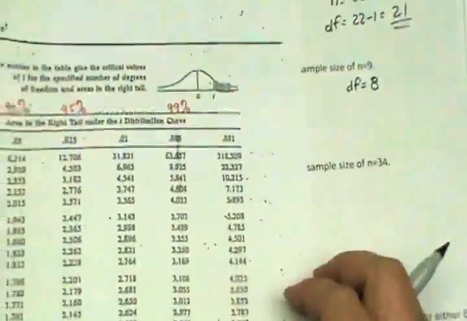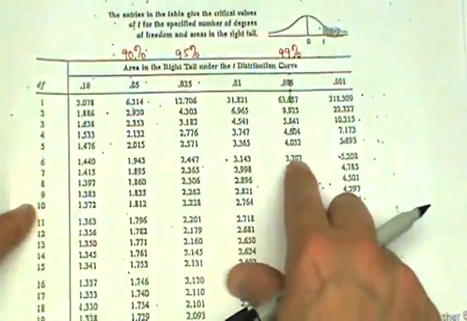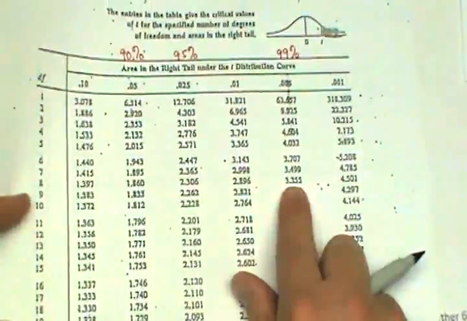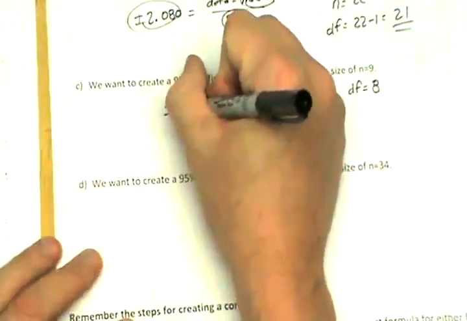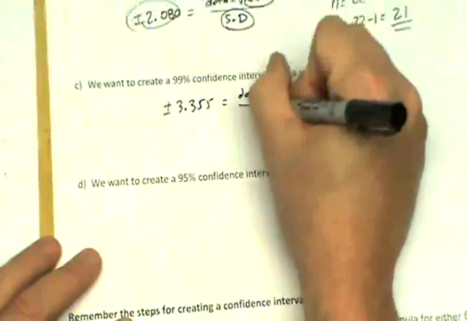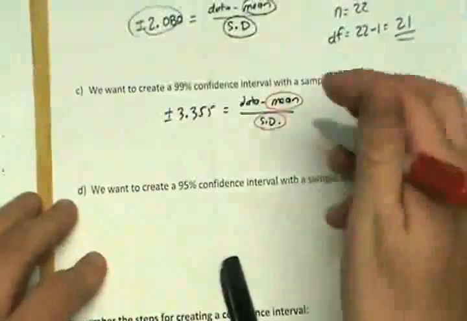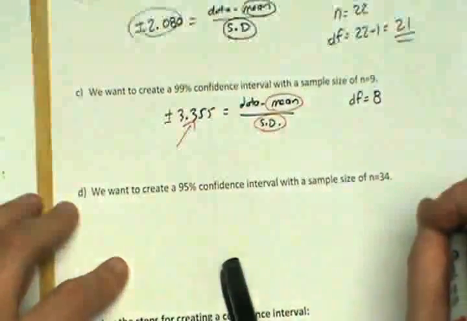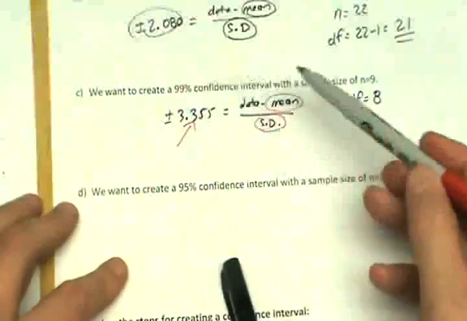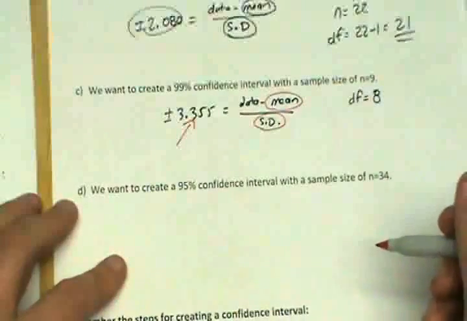If we look at the 99% confidence interval and go down 1, 2, 3, 4, 5, 6, 7, 8, we're looking at 3.355, plus and minus 3.355. And then we would say that is equal to the data minus mean over standard deviation, and we would fill in the mean and standard deviation when we actually do a question. But right now, our main concern is, do you know how to get that particular value for a 99% confidence interval? Last lesson, we only found these for sample sizes of 30 or more, but now we're adding to it for sample sizes of less than 30.